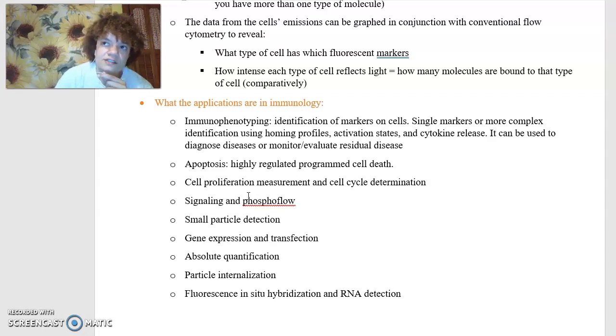Apparently, it's not as popular in other fields of biology and microbiology, but immunology relies very heavily on cytometry, which I guess was interesting.